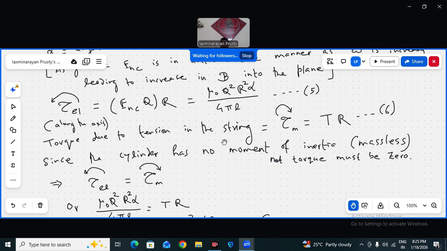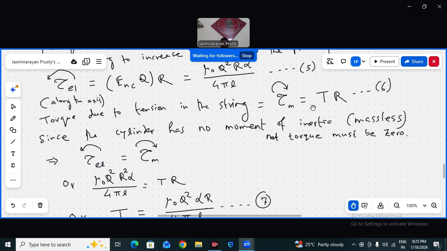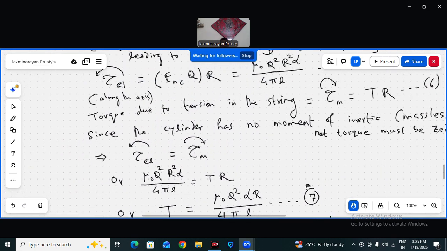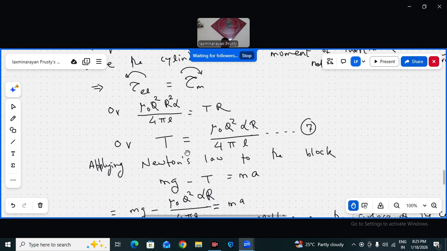But what is the mechanical torque? That is the mechanical torque: tension into R. This is tension into the moment arm R, so TR. So TR clockwise will be balancing mu naught Q square R square alpha by 4 pi L. TR clockwise, this is anti-clockwise. So one R you remove and T becomes mu naught Q square alpha, one R is over, so only one R by 4 pi L. This is the equation, the value of T.